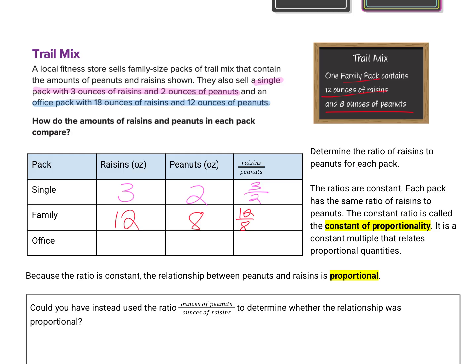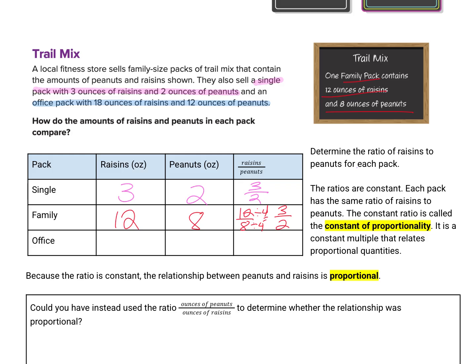So we could start by dividing out 2, but the biggest number we can divide out of both 12 and 8 would be a 4. So that's what I'm going to do today. Divide out a 4 from the top and the bottom. So 12 divided by 4 is 3, and 8 divided by 4 is 2. So our ratio for raisins to peanuts for the family pack is also 3 over 2.